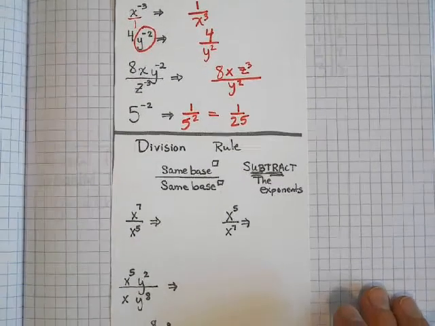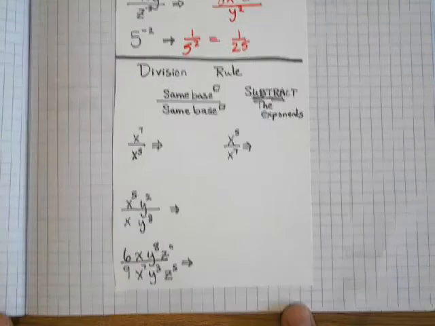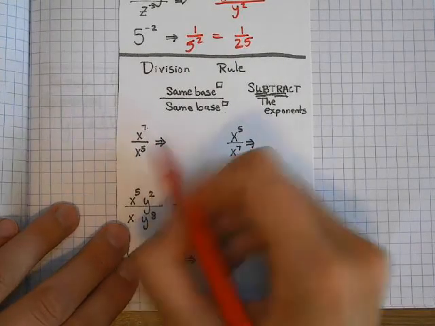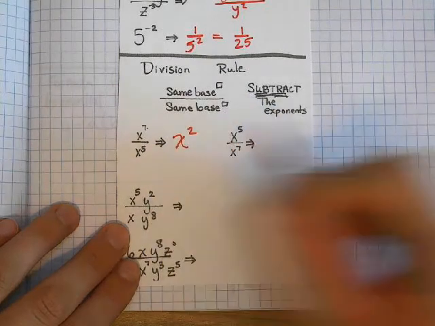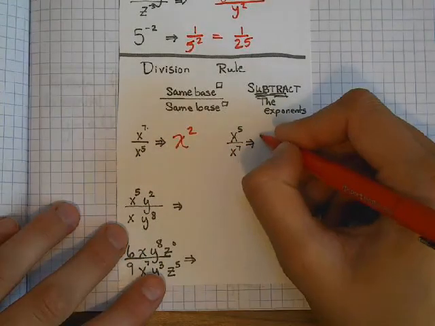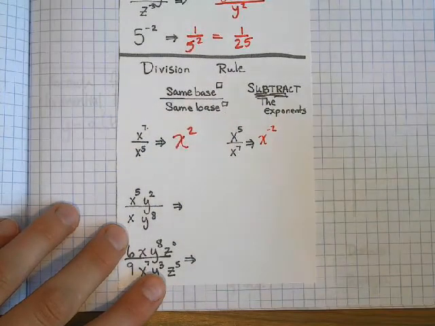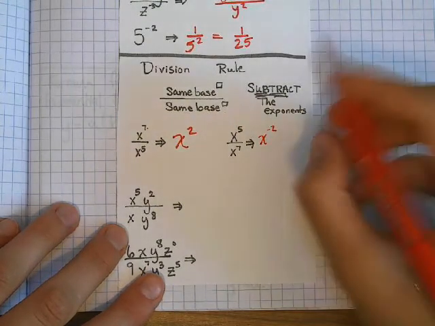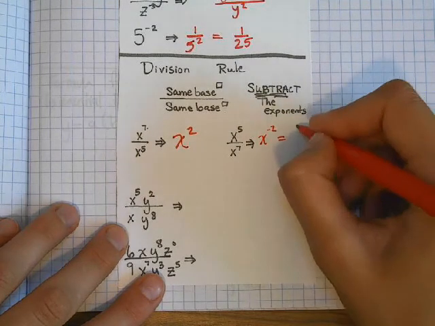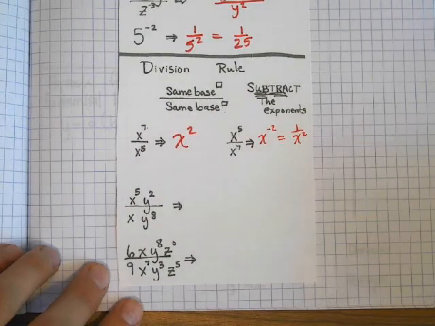All right, for our division rule, if we have the same bases, we're going to subtract the exponents. Okay, so we have x to the 7th over x to the 5th. That's going to give us x squared. Okay, this next one would give us 5 minus 7 would be x to the negative second. But what did we just learn? We don't want negative exponents. So this is going to translate to 1 over x squared.